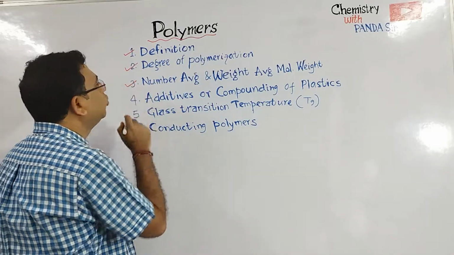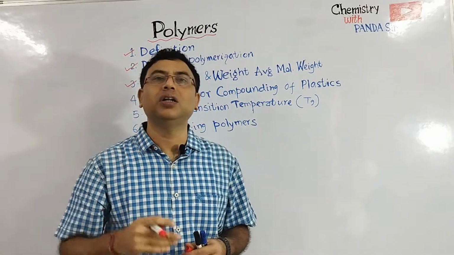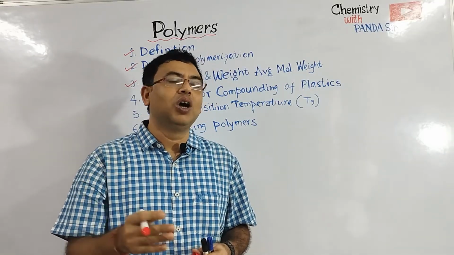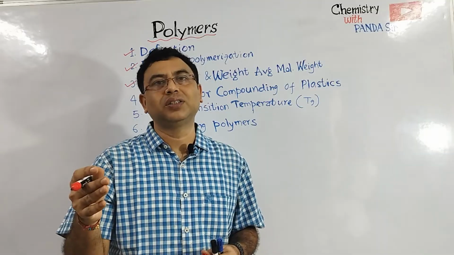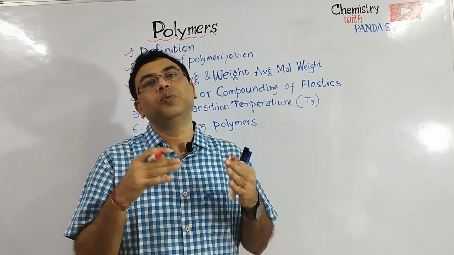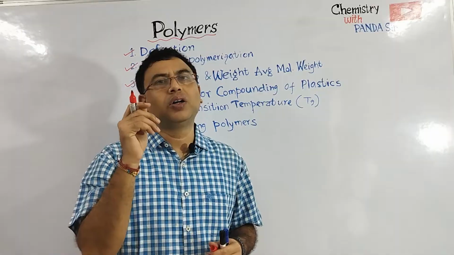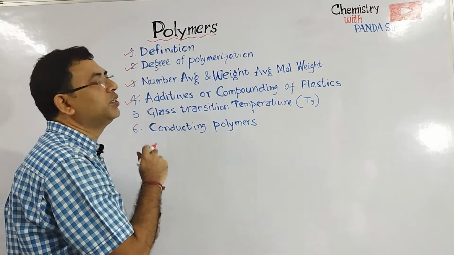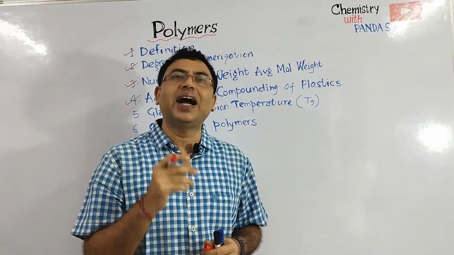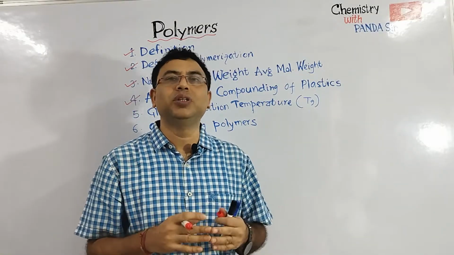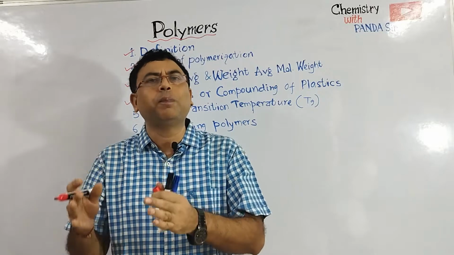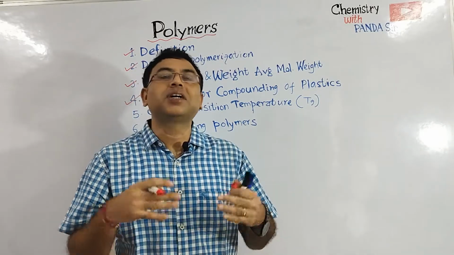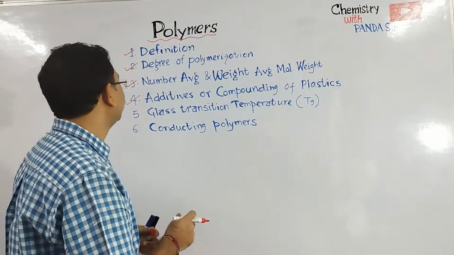And in the third, which is the most important among all, how to calculate the number average molecular mass and weight average molecular mass. We are going to discuss them, and we are also going to have one or two quick numericals. In the fourth point, we are going to discuss the ingredients, the additives of polymers which are required to give a proper end property. It is also known as the compounding of plastic.